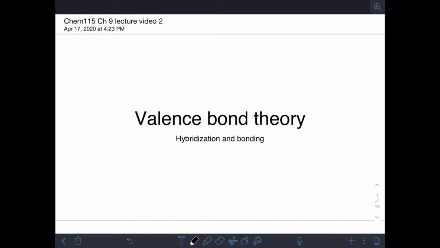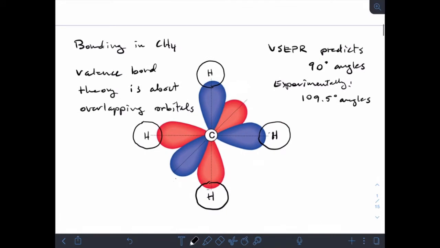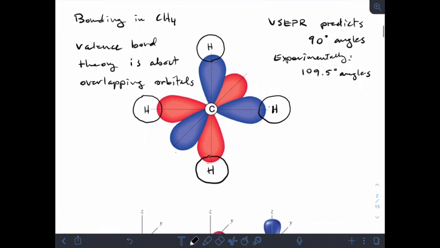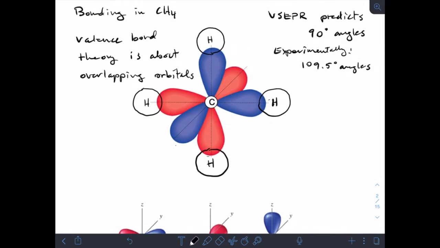And the idea about valence bond theory is that it's all concerned with direct overlap of orbitals forms bonds. Okay? Covalent bonds. Right? That's the main idea with valence bond theory. And so if we take the ideas from VSEPR, and I'm going to use a lot of images in this particular section of this lecture because my drawings would be painful for you to try and decipher.